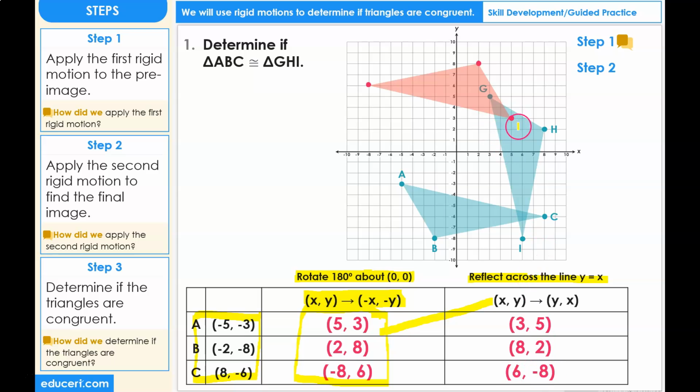If we watch these points now move, we're going to have the point (5, 3) go to (3, 5). We have the point (2, 8), and that will now come to (8, 2). And we have the point (-8, 6), and this is going to travel to (6, -8). How did we apply the second rigid motion?